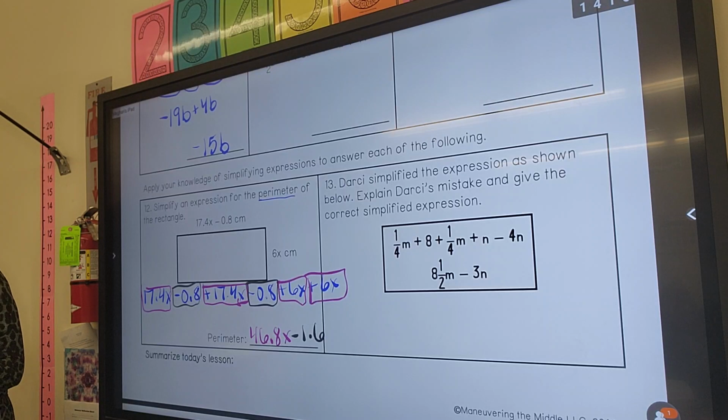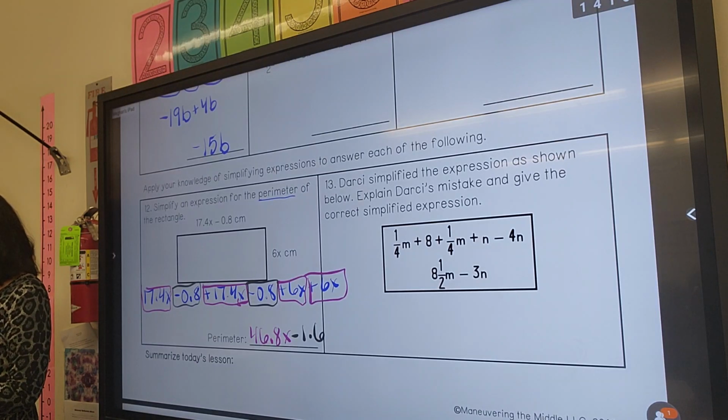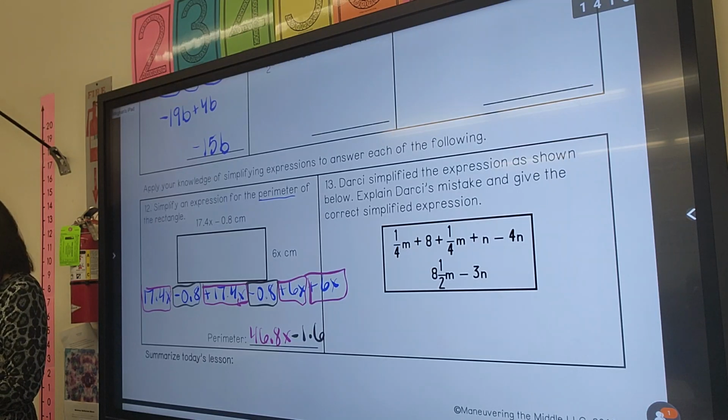Okay, I'll do the next one. Darcy simplified the expression as shown below. Explain Darcy's mistakes. Give the correct simplified expression. He can do it if he wants to. Anytime you guys wanna attempt a problem, I'm all for it. I want to attempt all of them. This one's confusing. So let's listen to Zemro.